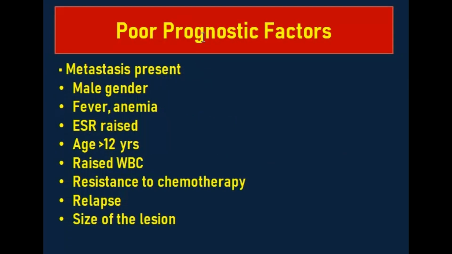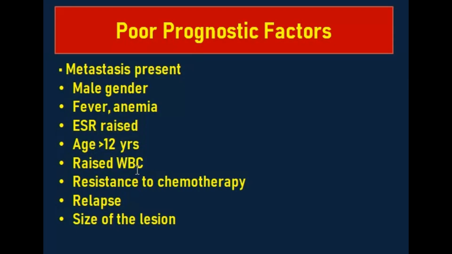Now, there are some factors that make Ewing sarcoma a poor prognosis. So, what are those factors? What are the poor prognostic factors? If metastasis is present, if it's not localized, then it becomes a poor prognostic factor. Male gender is also a poor prognostic factor for Ewing sarcoma. Presence of fever and anemia, raised ESR, all of these signs of inflammation, they indicate poor prognosis. If it happens in somebody with age more than 12 years, that is a poor prognosis.